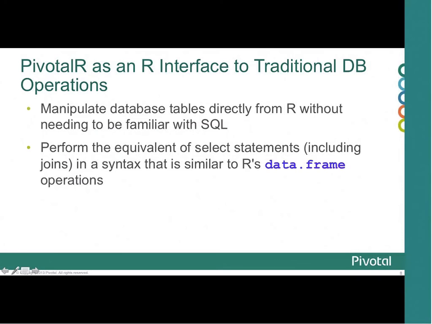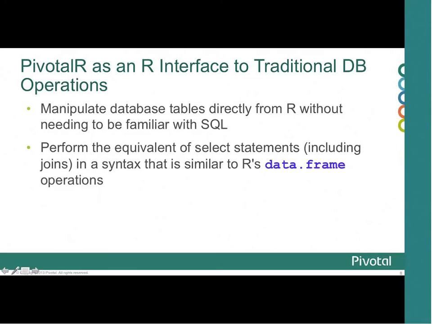In addition, one of the nice things about R is its rich ability to manipulate data frames and matrices. I'll show you more of this later when we do the demo, but you're actually able to call specific columns using R's ability to manipulate data frames. PivotalR is able to mimic that very closely, and then translate those R syntax commands into SQL, which is then executed inside of the database.